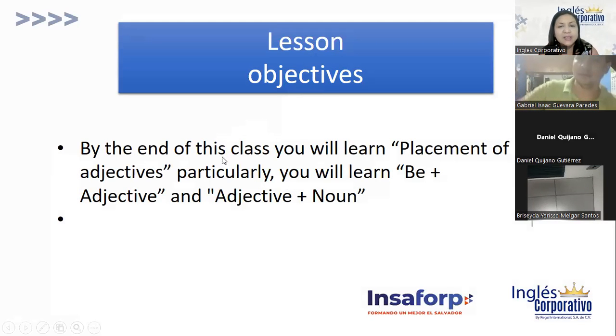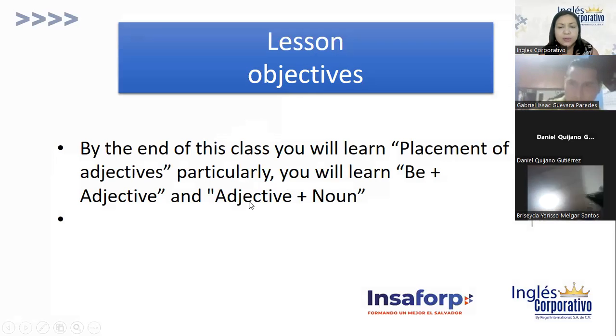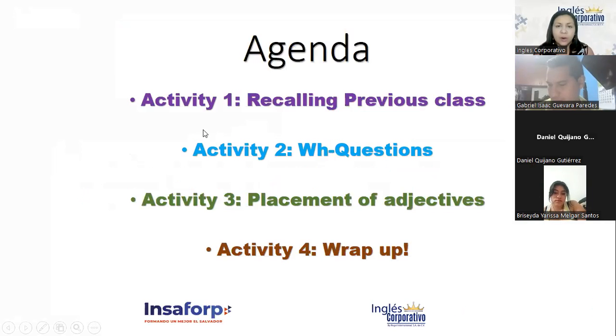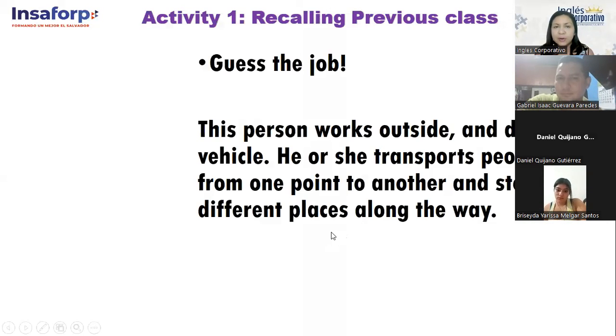By the end of the class, you will learn placement of adjectives. Particularly, you will learn be plus adjective and adjective plus noun. Last class, we studied a little bit about this, but today we are going to have more practice. So we have recalling previous class, then WH questions, then placement of adjectives, and finally wrap up. We're going to start with recalling the previous class.